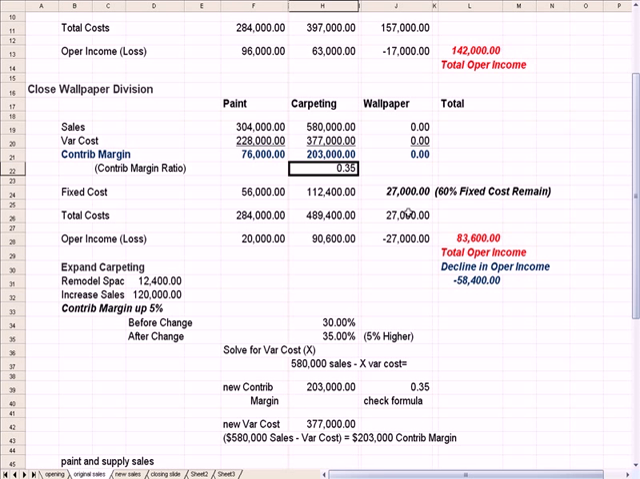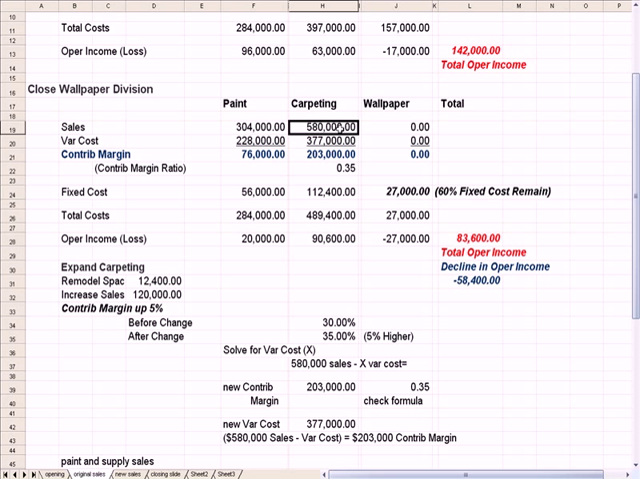So let's go back to the wallpaper. Sales goes away, variable costs go away. We have some fixed costs that remain. The example that was given in the problem was 60% of our fixed costs remain. So the only outcome in the wallpaper column is we have a loss of $27,000, which is simply the fixed cost.